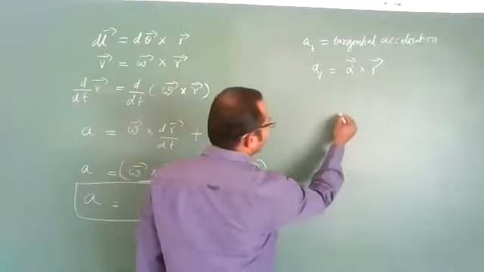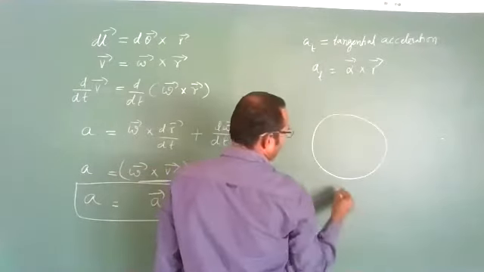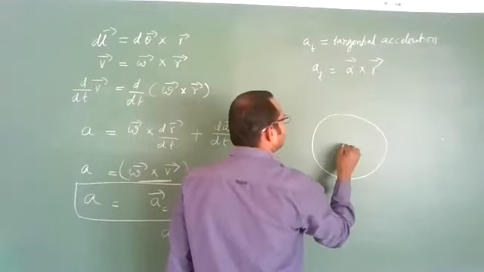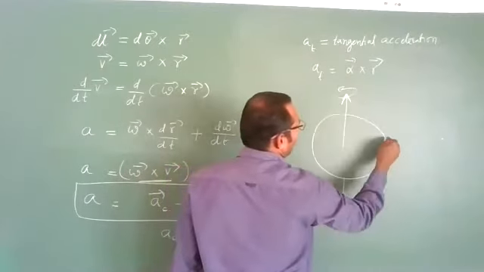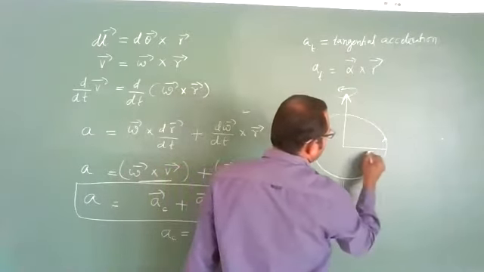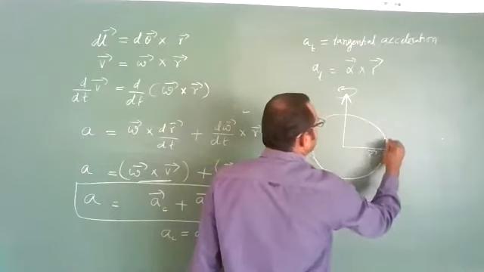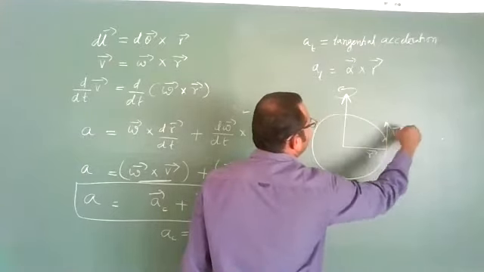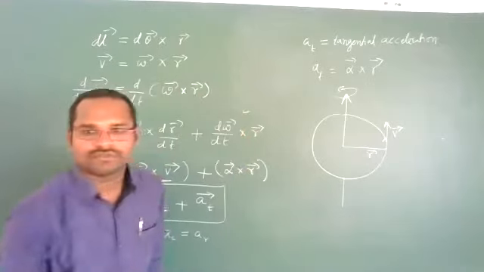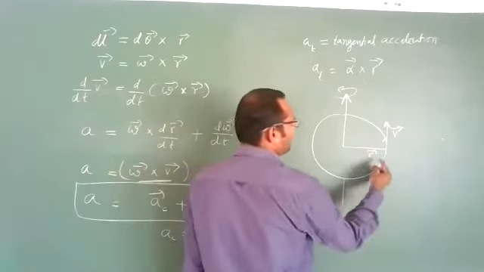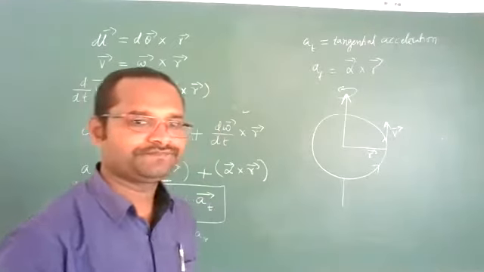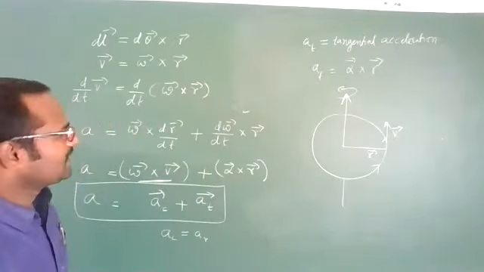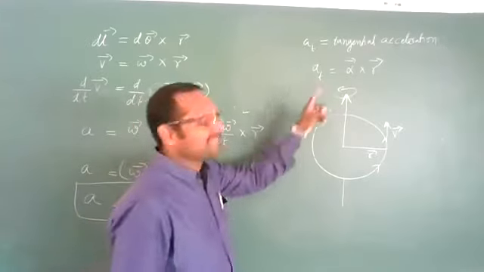See here, let us imagine this is a circular path, and this is your axis. The particle is rotating about this axis like this. This is r bar, and the particle is moving like this with a velocity of v bar, let us suppose, in this anticlockwise direction. Clear? Now I want the direction of tangential acceleration.